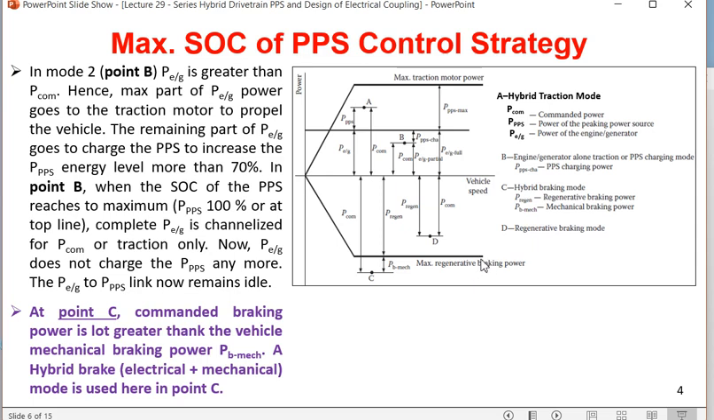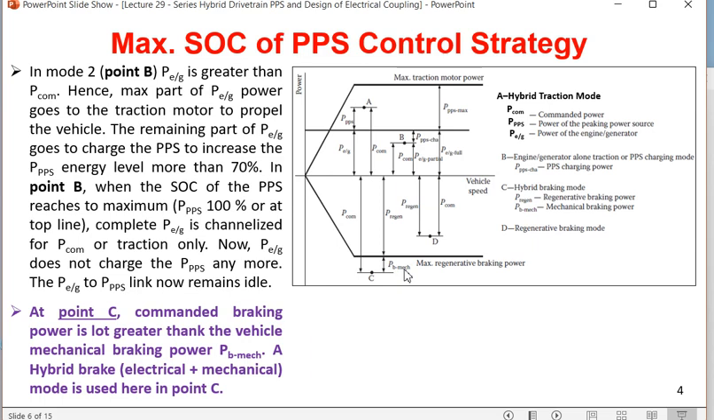Regenerative braking power is electric braking, but the commanded power is greater than the electrical braking. In that case the residue, or remaining power, will be provided by mechanical power. We know that mechanical power is a lossy kind of power. It reduces the efficiency of the overall system, but as too much power is asked from the vehicle, only the electrical braking cannot suffice that much power. So in that case we have to take the help of mechanical power.